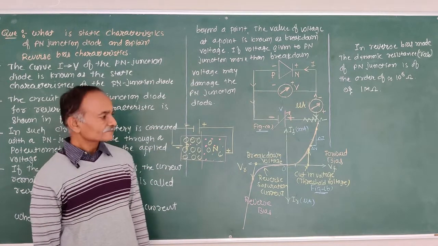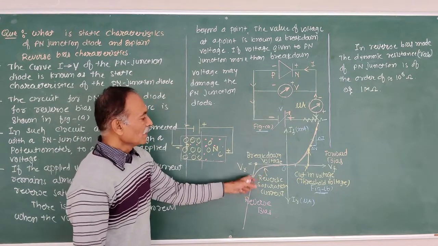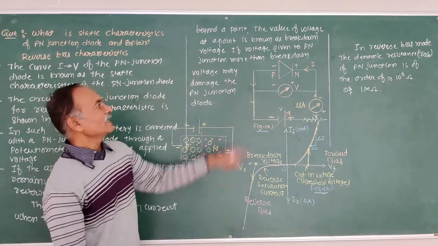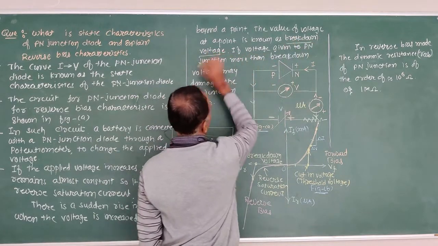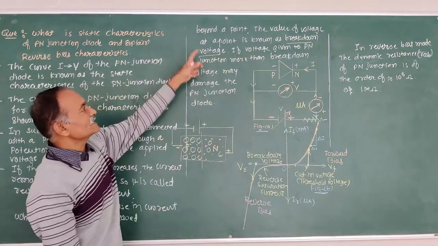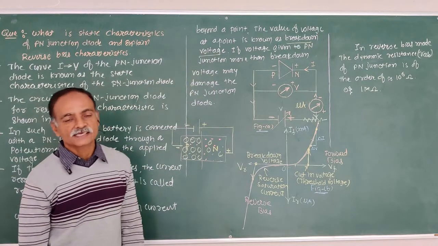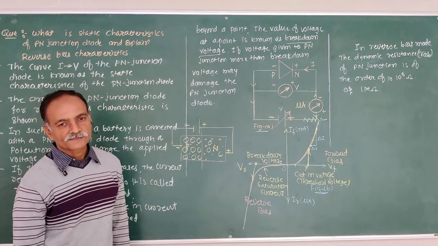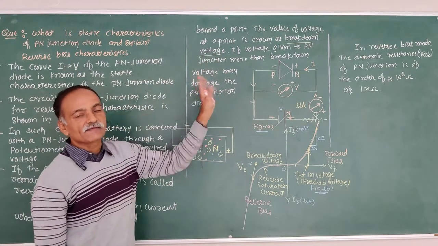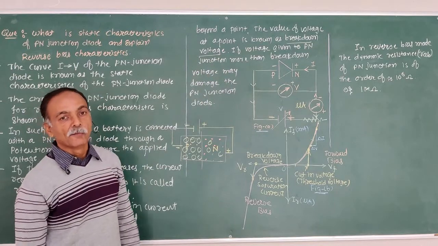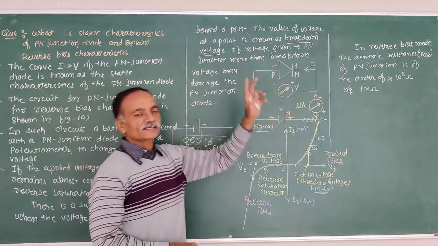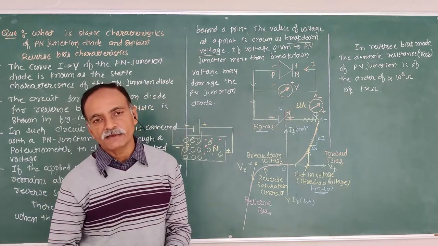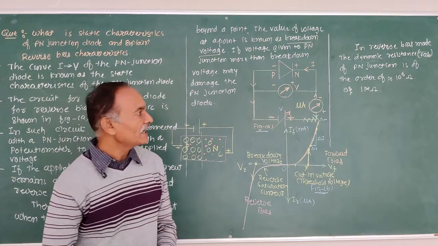Right? And the voltage at this point is known as the breakdown voltage. The value of the voltage at this point is known as the breakdown voltage. If the voltage given to the PN junction diode is more than the breakdown voltage, the PN junction diode is permanently damaged.